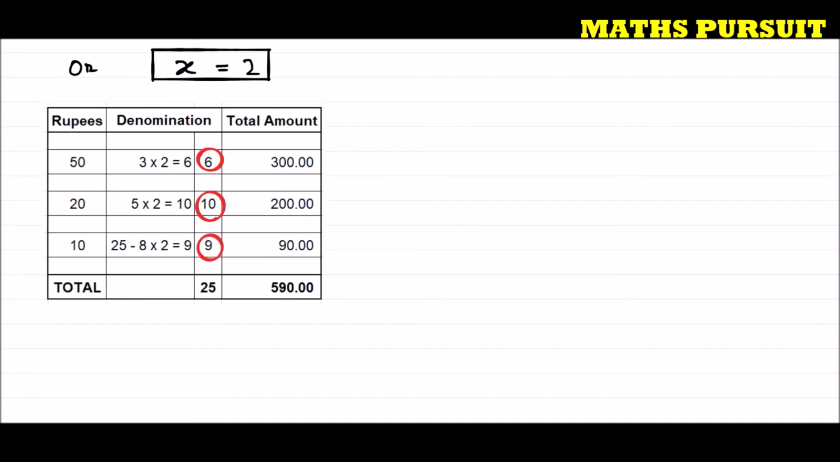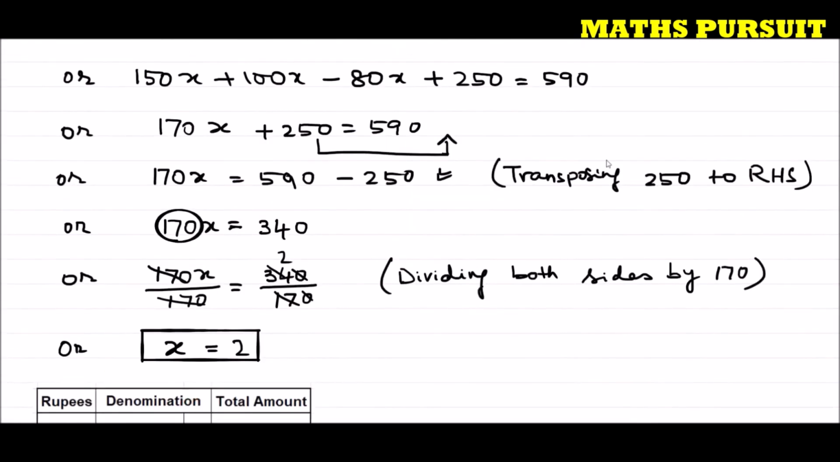And if we multiply rupees 50 with 6, we are getting 300. If we multiply rupees 20 with 10, why 10? Because there are 10 numbers of rupees 20. So we are getting 200. If we multiply rupees 10 with 9, we are getting 90. So this rupees 590 is the total amount that Devasi was having with her.